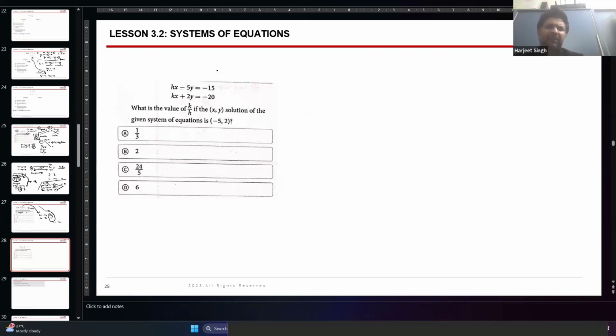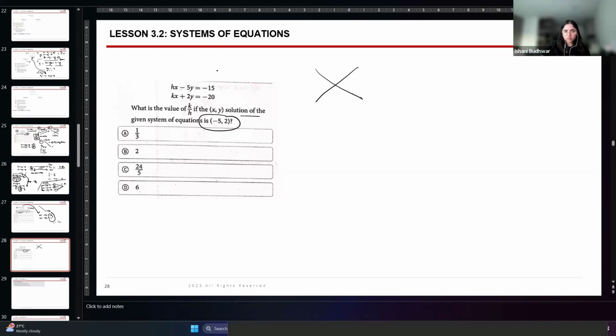One last question of this variety. Two equations given. What is the value of k by h? So as you can see, two variables x and y involved, and there are two constants h and k. If the xy solution of the given system of equations is minus 5 comma 2, solution is given, which means can I say they are intersecting lines? And the solution is also given, minus 5 comma 2. And you're asked what is k by h. So how do you think we can solve this?